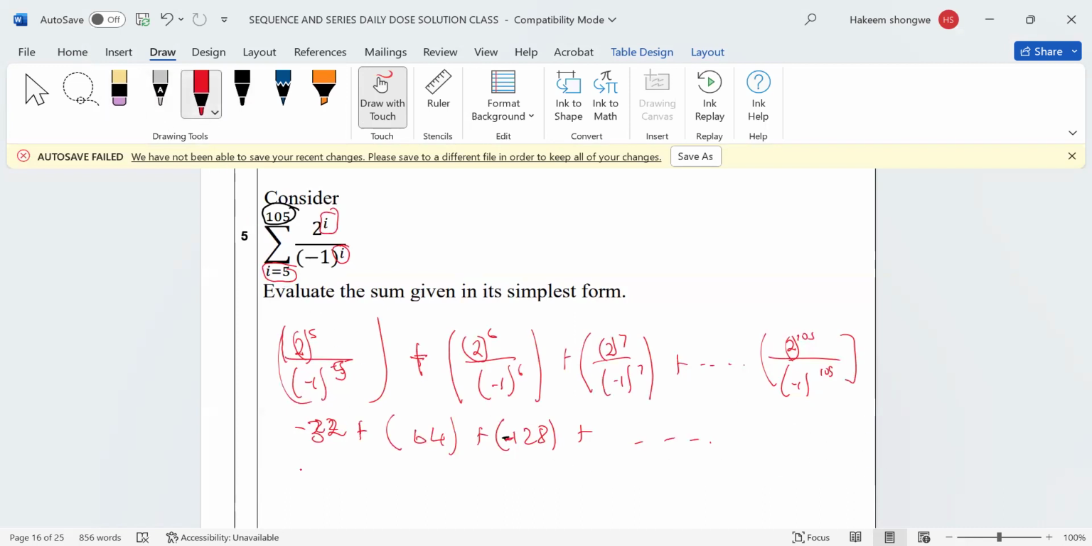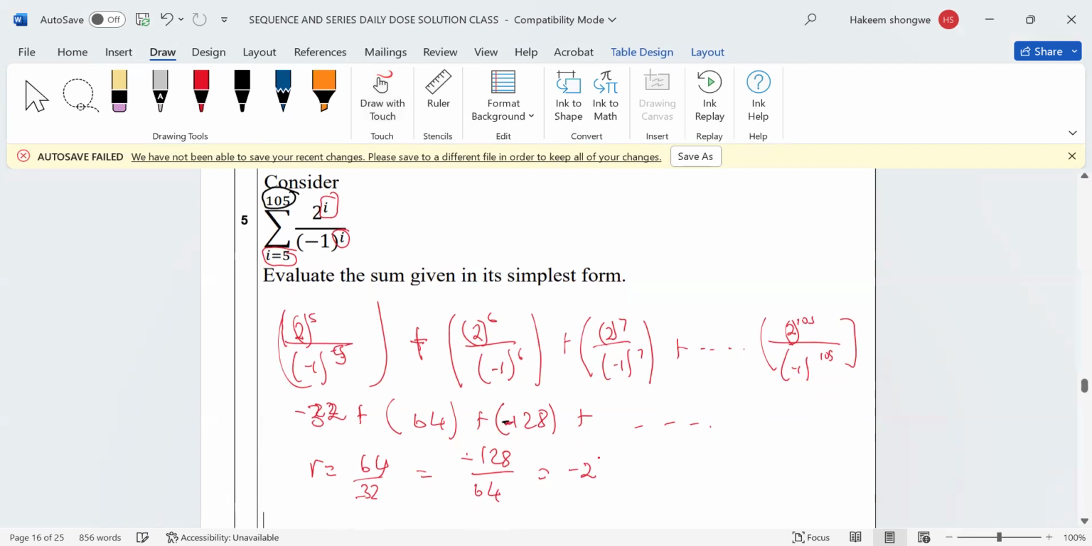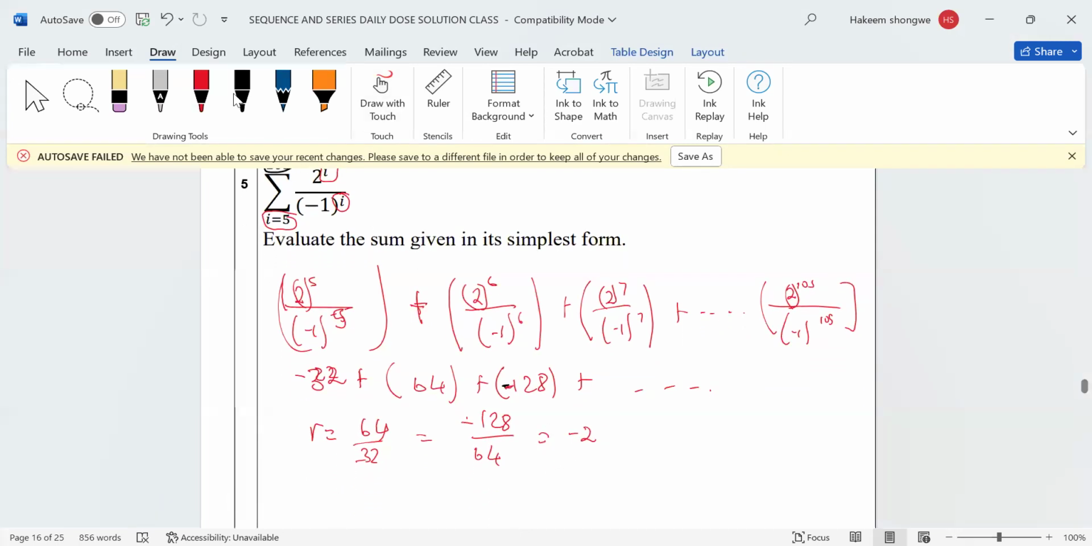Now let's check whether it can be geometric. If we calculate R, we're going to have 64 divided by minus 32, which is going to be the same as minus 128 divided by 64. Are they equal, these two? What do you get? It's minus 2. Okay, we got our R.